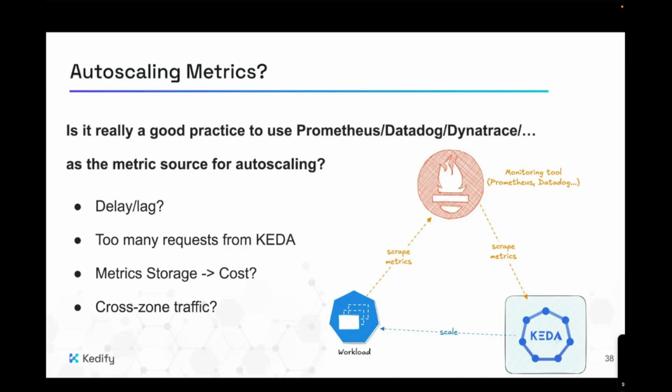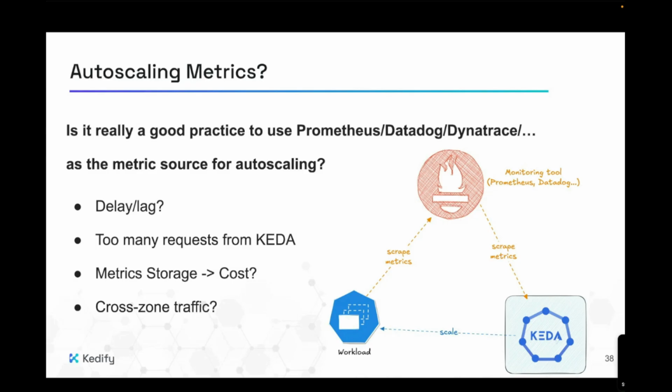Yes, actually, this is the recommendation. It's tricky to do this directly from Prometheus, because you are not getting just the metric from the workload, but usually it's a Prometheus query. So you have some kind of average over 5 minutes. So then it's tricky. At KEDA we have a solution for this.